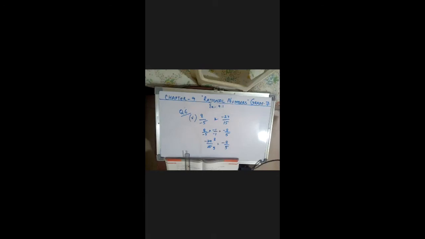Therefore 8 by minus 5 and minus 24 by 15 are the same rational numbers.